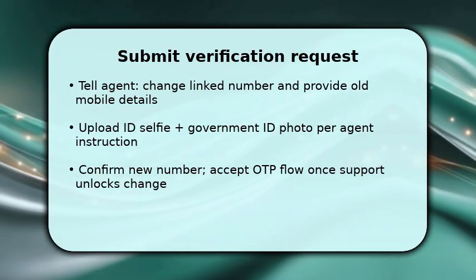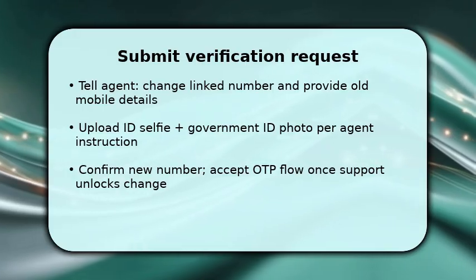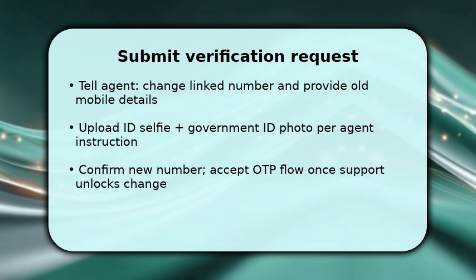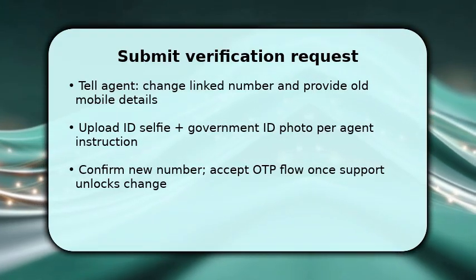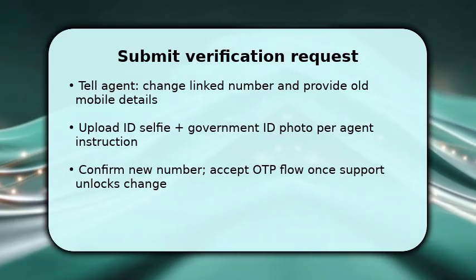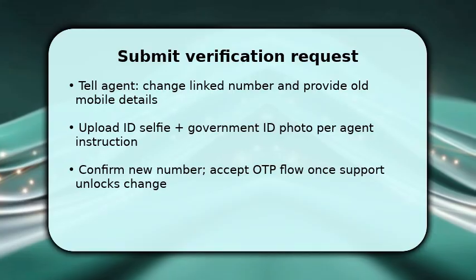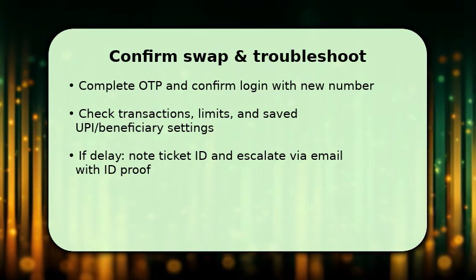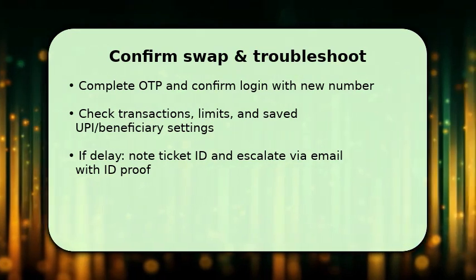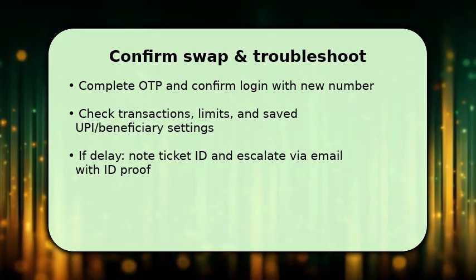Follow the agent's instructions. They will temporarily unlock the account to send an OTP to your new number or initiate a backend update. You do this because manual verification prevents fraud, and the agent coordinates the technical change that the app won't allow directly. After support completes the update, you'll receive an OTP to your new number. Enter it and verify that you can log in.